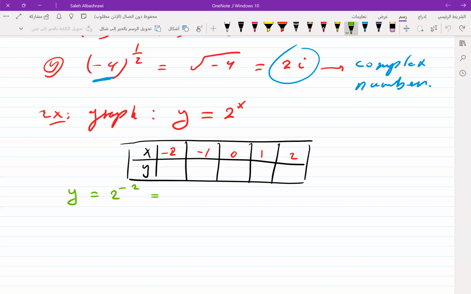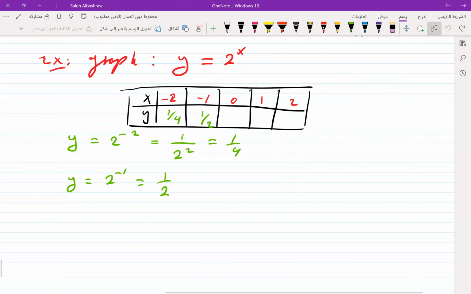This is 1 over 2 to power 2. Negative power means write it upside down. So it is equal to 1 over 4. So y equal to 1 over 4. If x equal to -2, y will be 1 over 4. Now if x equal to -1, the second point, y equal to 2 to power -1, it is 1 over 2 to power 1. That is 1/2.